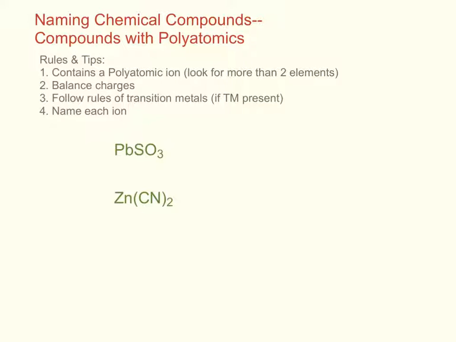So when we're doing this and going from symbol to word, remember, don't forget you need to use your Roman numerals when writing out your names for your transition metals so that you can identify the charge, the specific ion that transition metal is going to become in that molecule. So for PbSO3, my Pb is lead, and my SO3 is actually sulfite. Then I look up my charge for sulfite, and my charge on sulfite is -2.